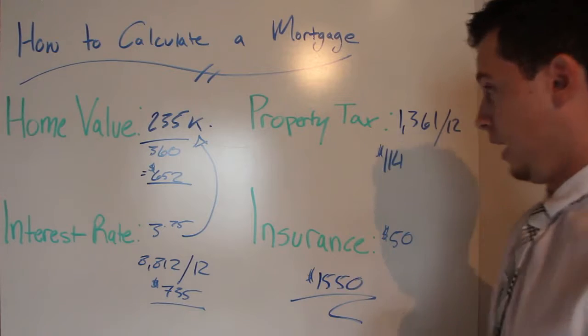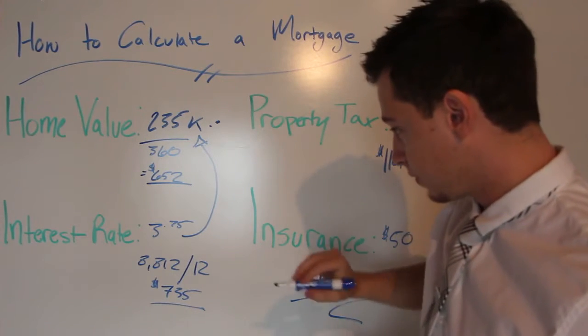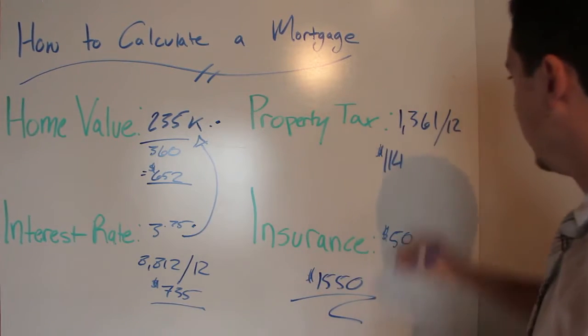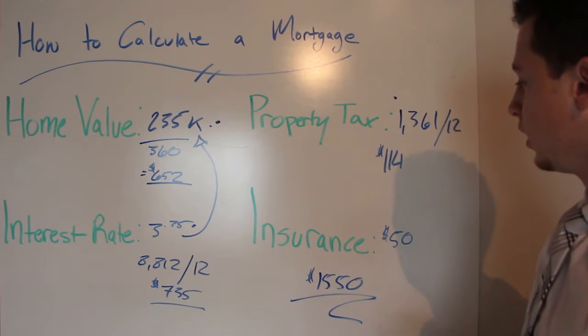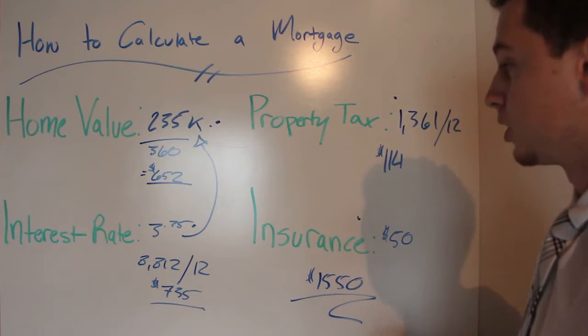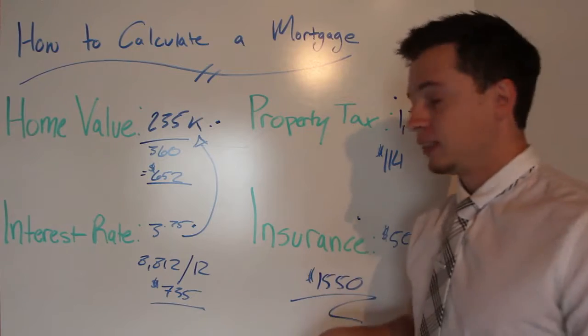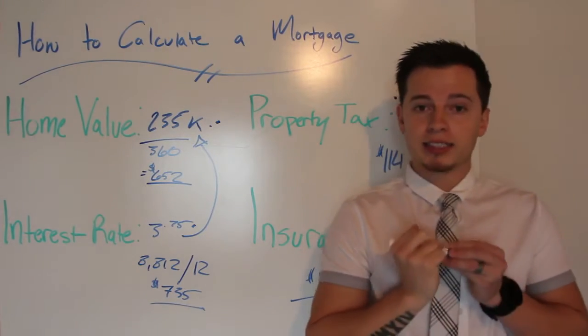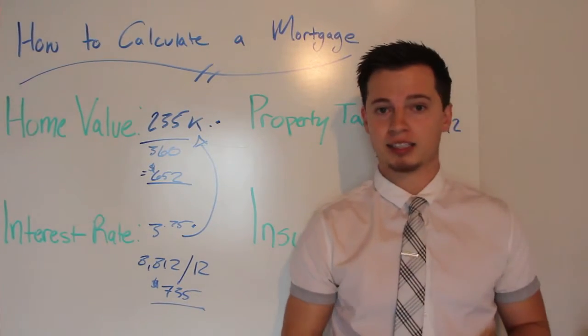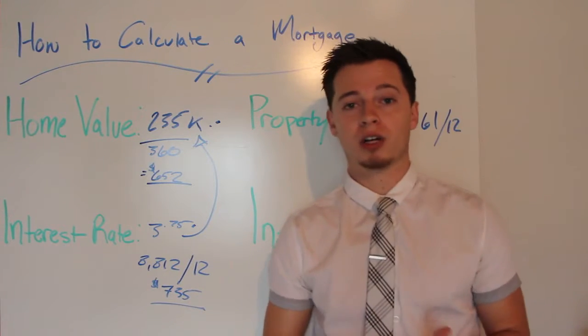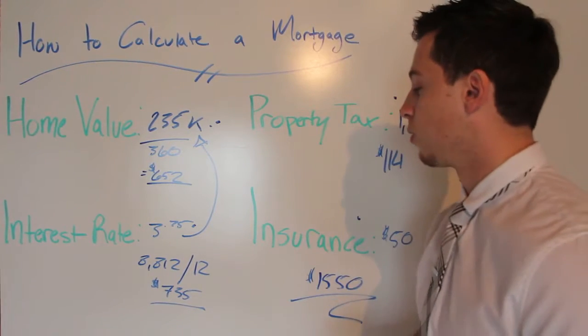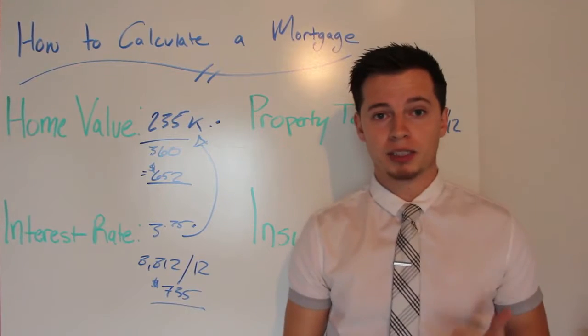It's that simple. What's the home going to cost? What's your interest rate going to be? What are the property taxes in the city that you want to live in? And how much is insurance going to cost? If you know all these things, you can get a good ballpark estimate. Like I said, this is not meant to be exact. This is just meant to give you a rough estimate if you're curious as to how much house you can actually afford. There are other things that can come into play.